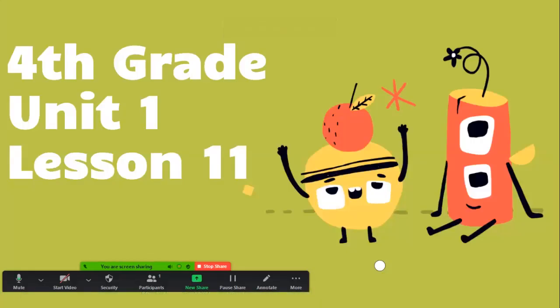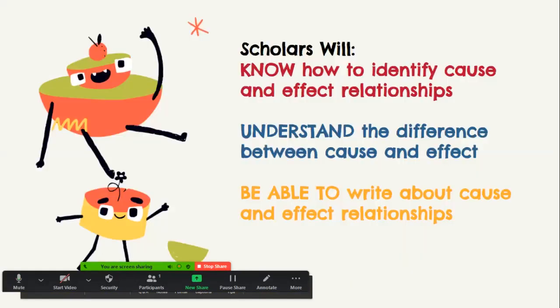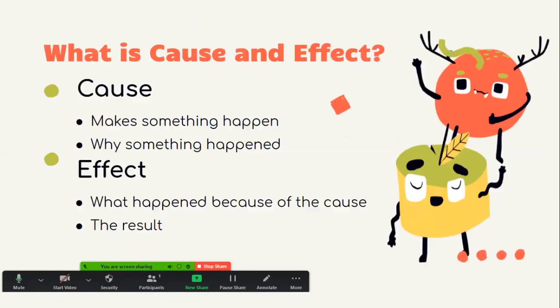Hello, fourth grade. This is Unit 1, Lesson 11. And scholars, in this lesson, you will know how to identify cause and effect relationships, understand the difference between cause and effect, and be able to write about cause and effect relationships.